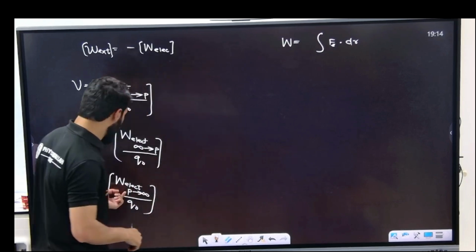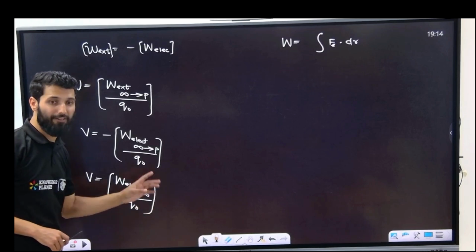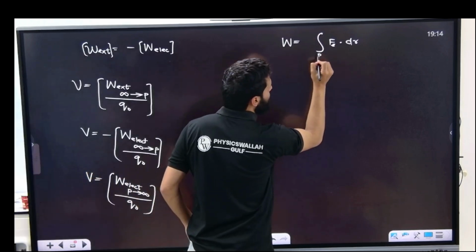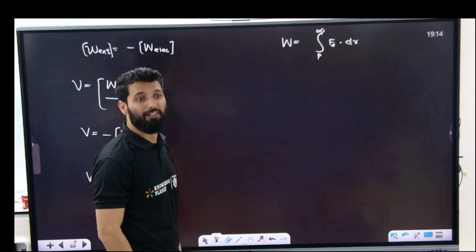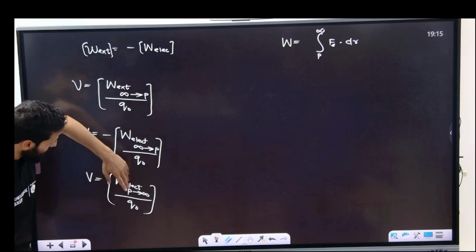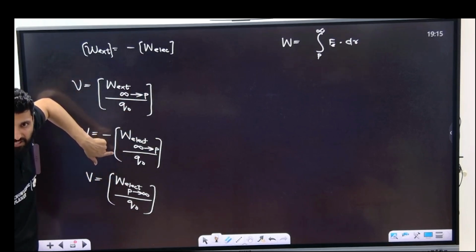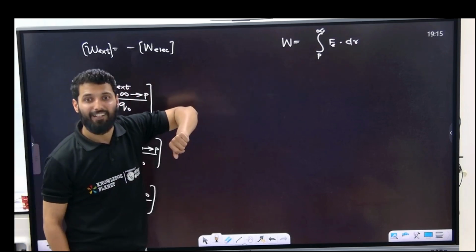Now I have changed the definition from P to infinity. So I will put the lower limit as P and the upper limit as infinity. That's how I will get the work done. See, I removed this minus sign first, right? Now I change the limits, so the sign of this integration will change. Yes or no? Now I will integrate it and get the work done.